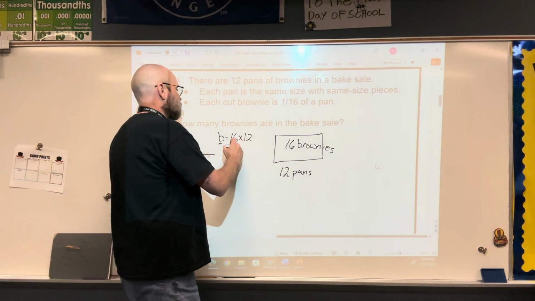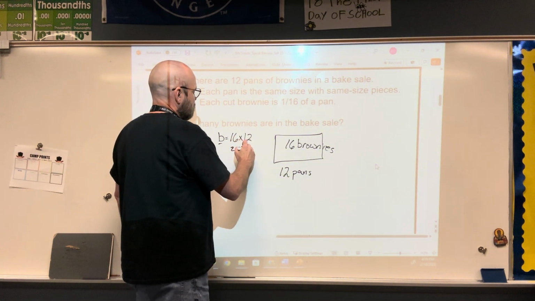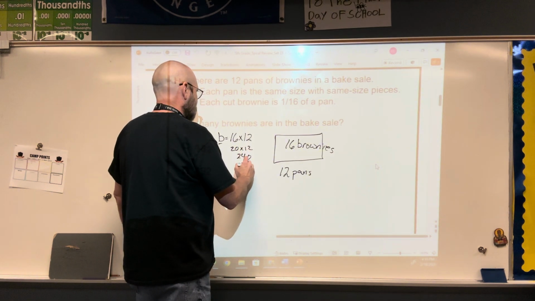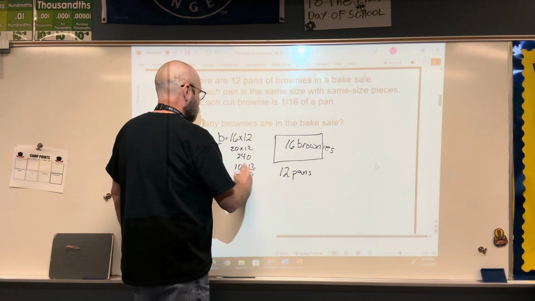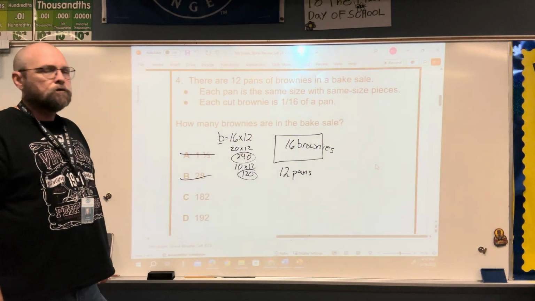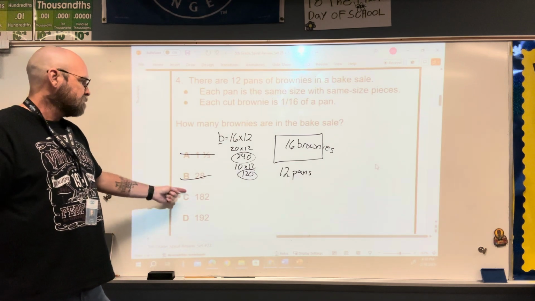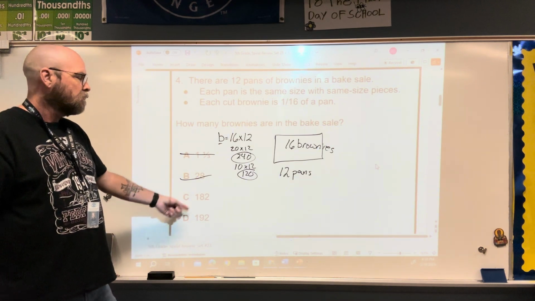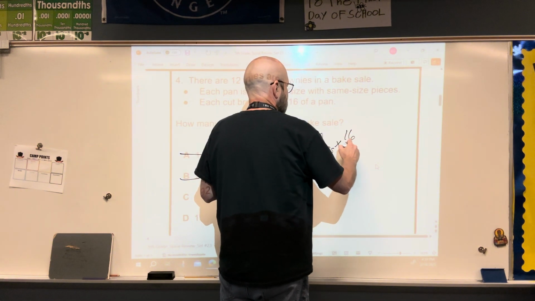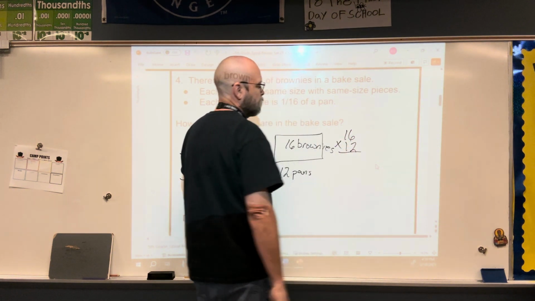I could make it 20 times 12 and give it 240. I could make it 10 times 12 and get 120. I know my answer is going to be between those two products, 120 and 240. That does not eliminate any of my answers. So now I'm multiplying 16 times 12.